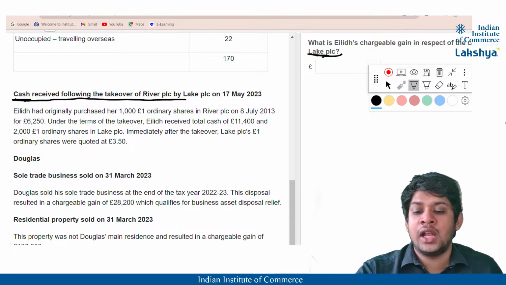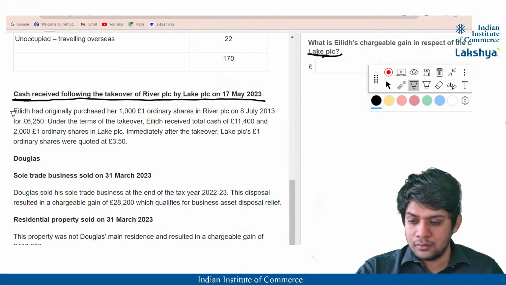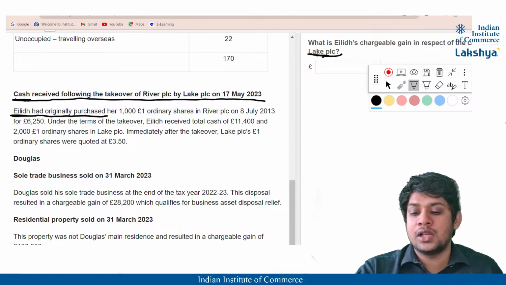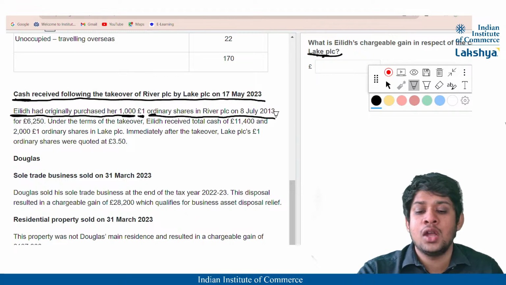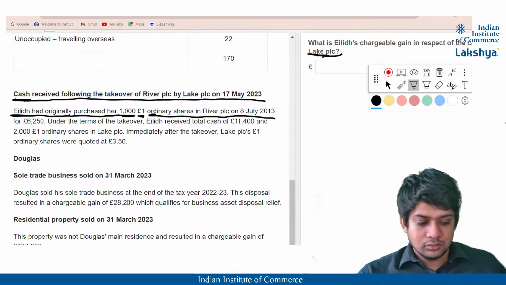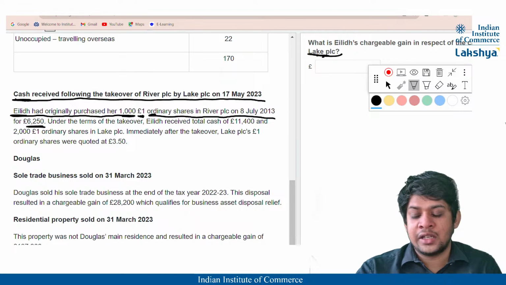Cash receipt following the takeover of River PLC by Lake PLC on 17th May 2023. Elidith had originally purchased her 1,000 £1 ordinary shares in River PLC on 8 July 2013 for a value of £6250.